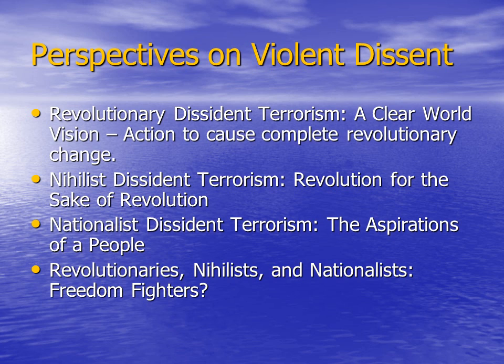Let's look at some of our different perspectives. I also like to use different models. We have revolutionary dissident terrorism. They have a clear world vision, and engage in action to cause complete revolutionary change. They look at the existing order of the environment where they exist as corrupt and oppressive. They wish to build a new society on the remains of the old system.